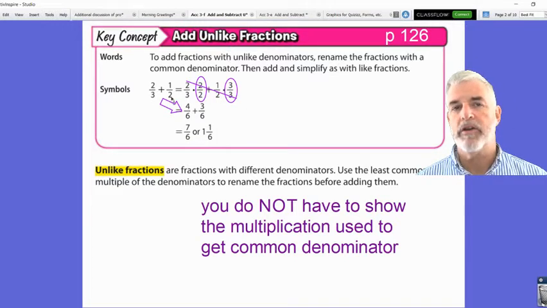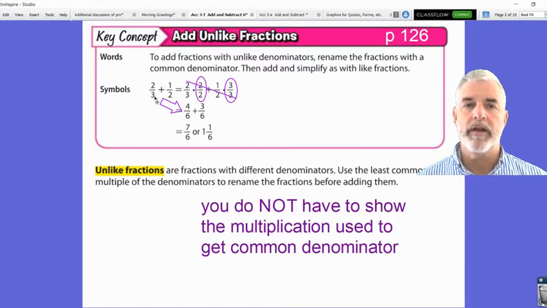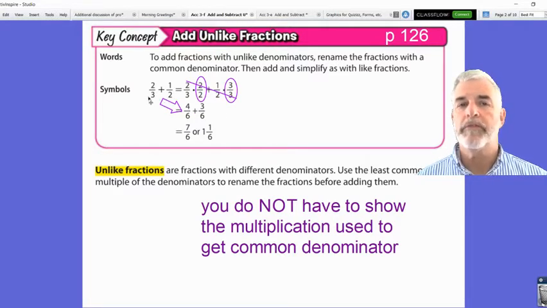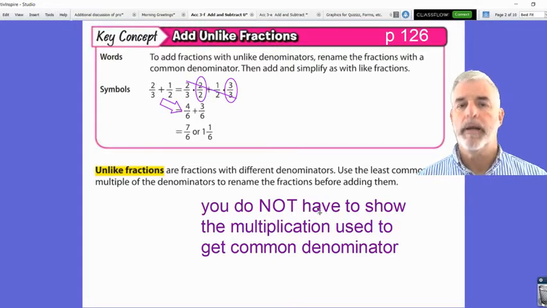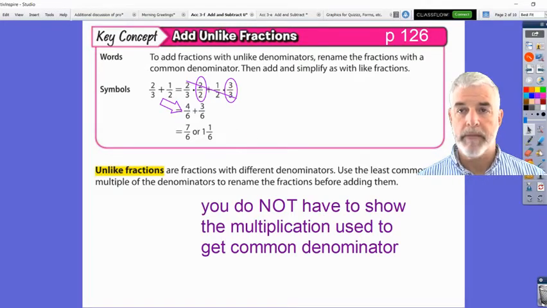So in this case, thirds and halves, the common denominator there is 6, because 3 and 2 both divide into 6. What do you do to 3 to get 6? You multiply by 2, so that's what you do to the top and the bottom of this fraction, which they show here, and then the same thing with the second fraction. You do not have to show this step when you are doing these problems. Getting a common denominator and rewriting equivalent fractions with a common denominator you can do in your head, so you don't have to show that multiplication step.